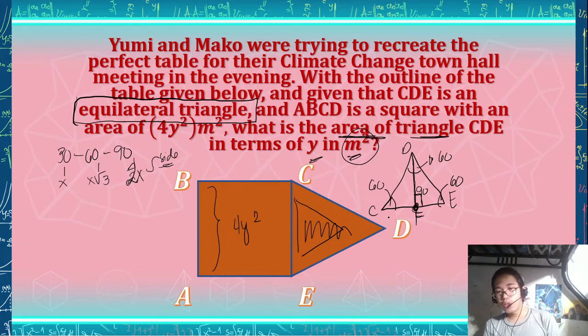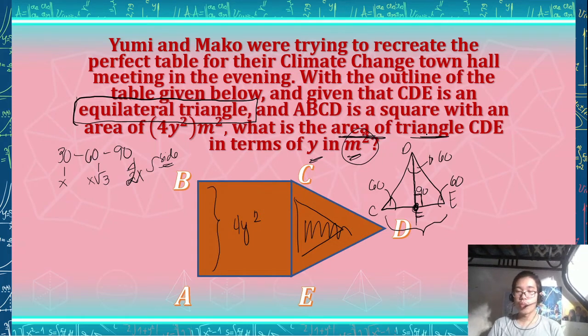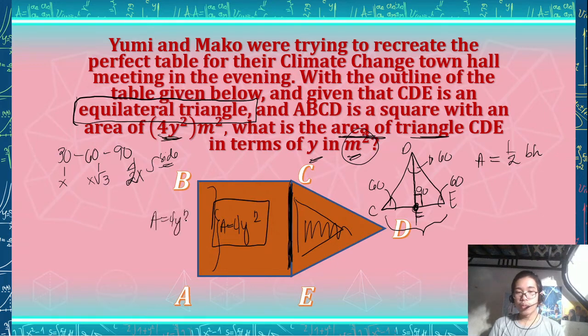So for this one, we need to find the measurement of the base of the triangle. Okay, so why do we need to do that? Because we have the formula for finding the area of a triangle. That's 1/2 base times height, and we already know the base. The base of this triangle, if the area of the square for this problem is equal to 4y squared, and we know that the area of a square is equal to s squared.